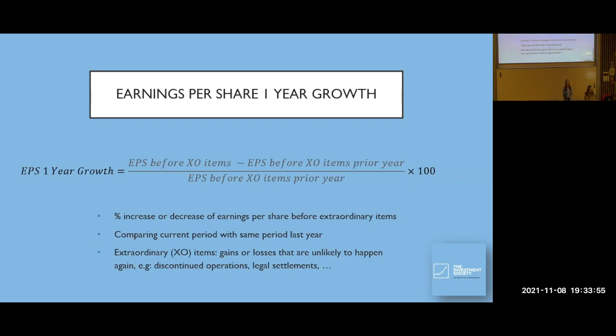So what is earnings per share growth? This is the percentage increase or decrease of earnings per share before extraordinary items. Extraordinary items are something where it is a one-time thing, so it's unlikely to be happening again. And this is abbreviated here as XA.